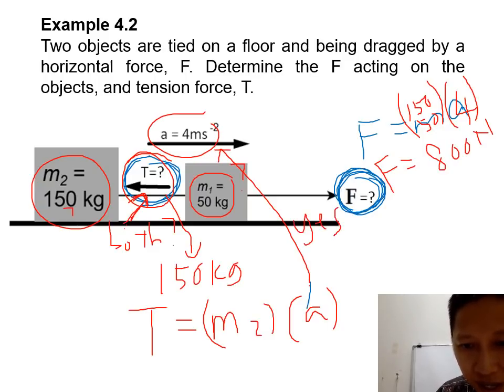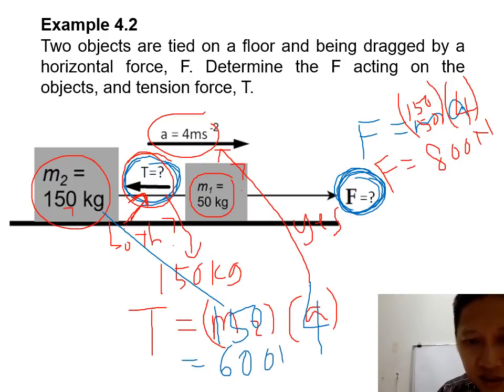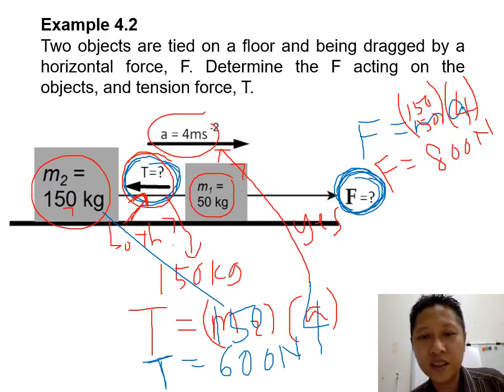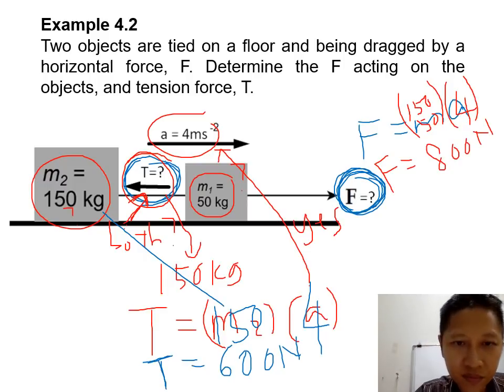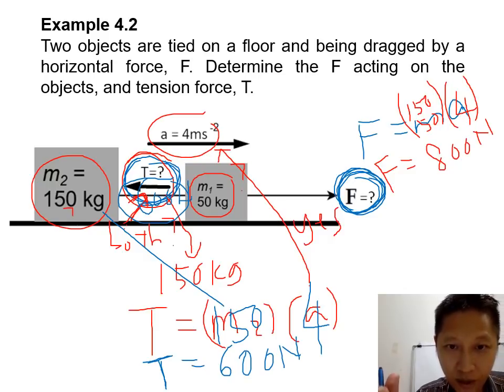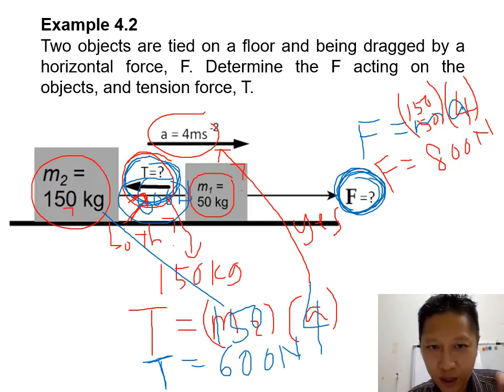So now we have a equals 4. How about m2? 150. So the tension is 600 Newton. There is 600 Newton tension applied to the rope. So we need to have a very strong rope so that it won't snap off.